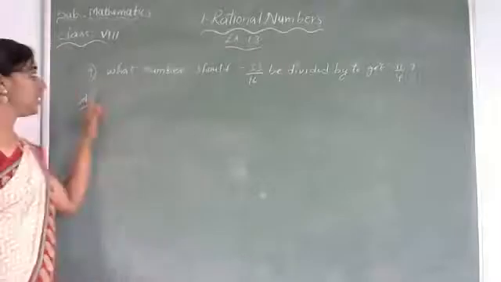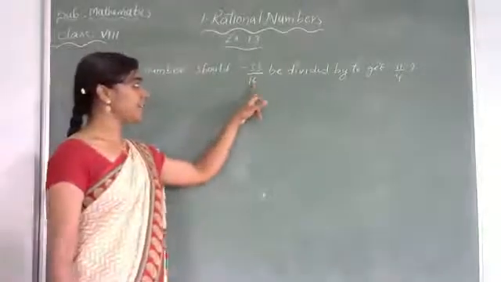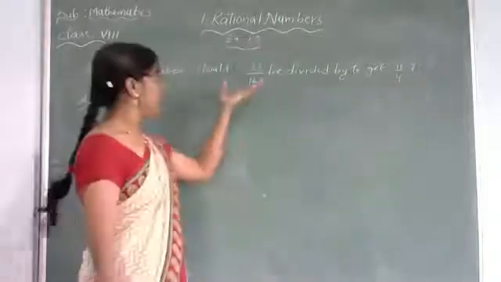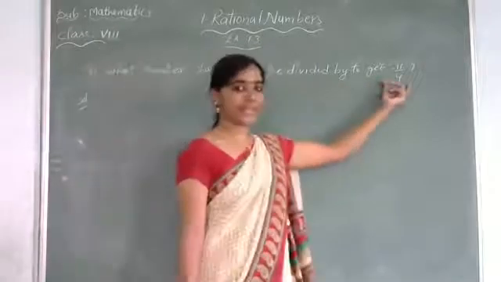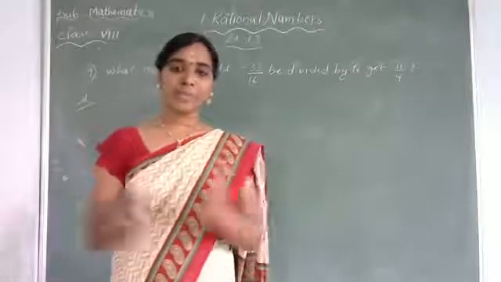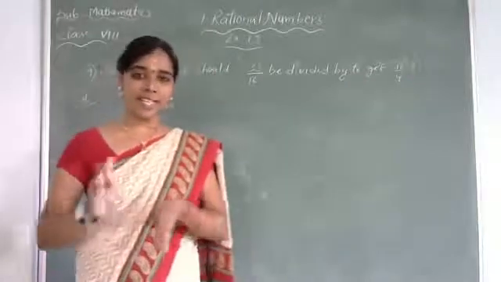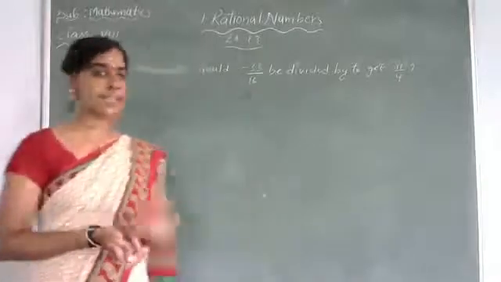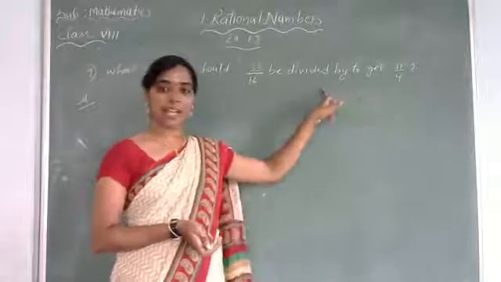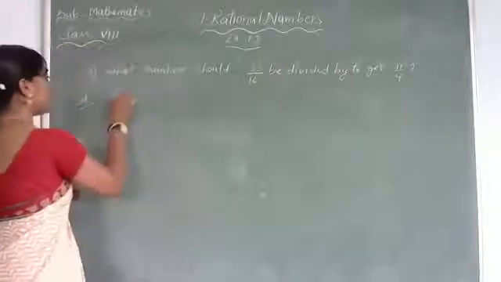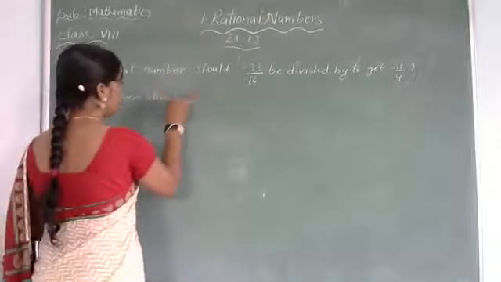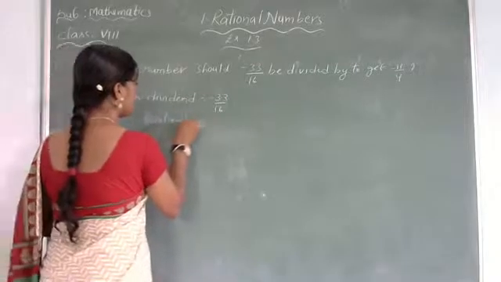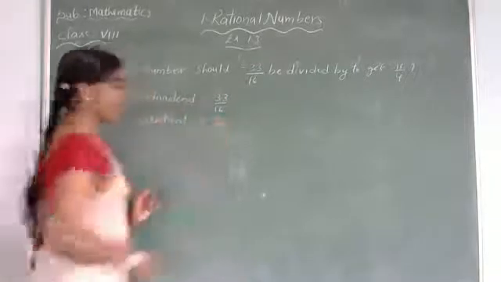Next problem, children, 9th one. What number should minus 33 by 16 be divided by to get minus 11 by 4? See children, here the dividend is given, the quotient is given, but the divisor we have to find. With which number minus 33 by 16 is divided, the quotient will be minus 11 by 4. So given dividend minus 33 by 16, quotient minus 11 by 4.